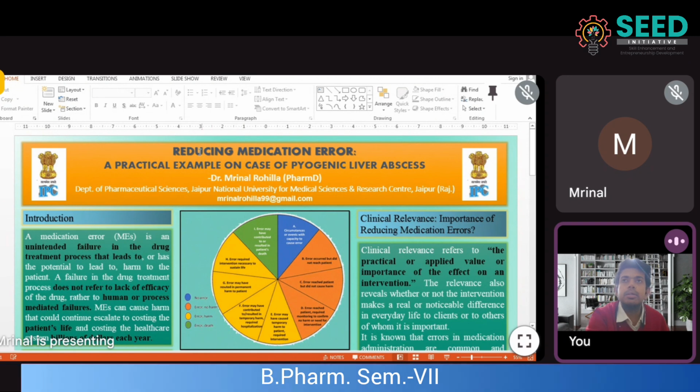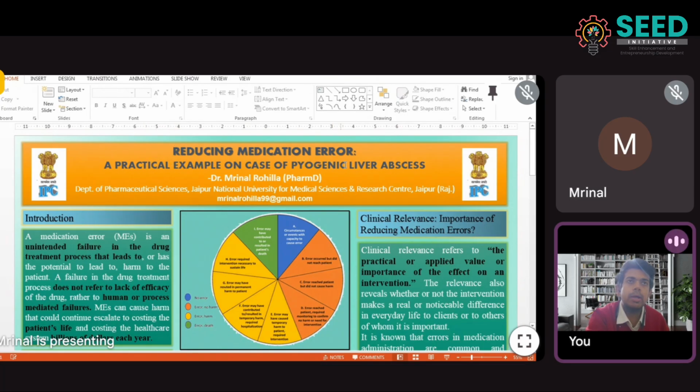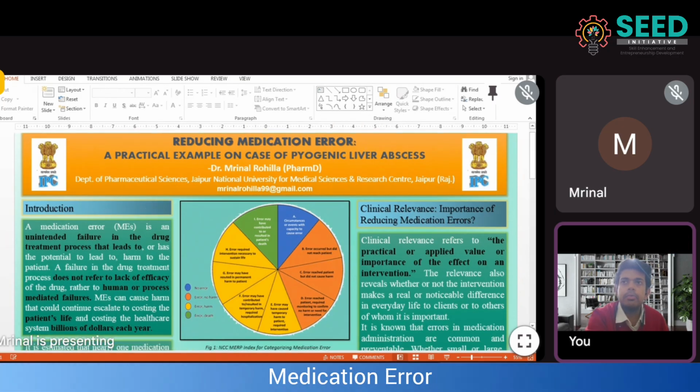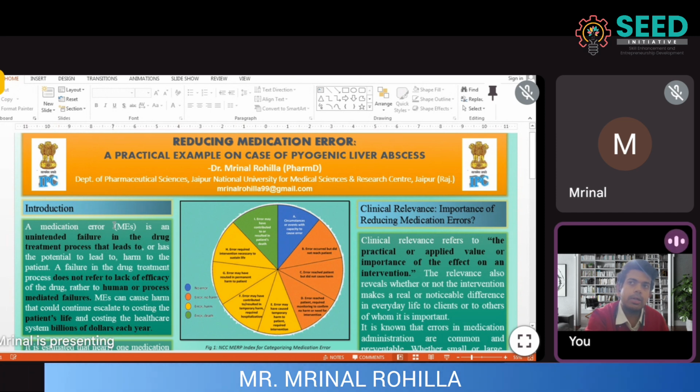Hello everyone. Our next topic for the e-content is reducing medication errors with a practical example on a case of pyogenic liver abscess. Firstly, we have to discuss what a medication error is. A medication error is an unintended failure in the drug treatment process that leads to potential harm to the patient. What does it mean? It means that once a dose is missed or another medication leads to an error, it can potentially cause harm to the patient.